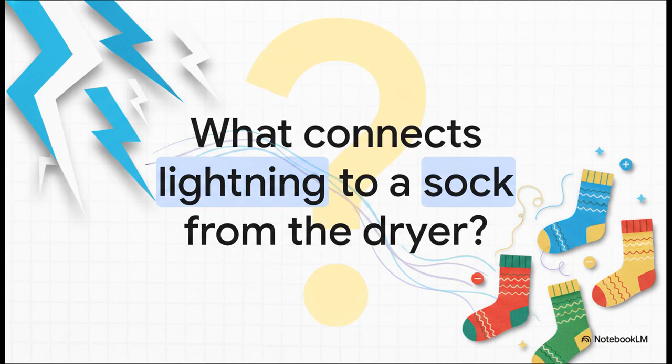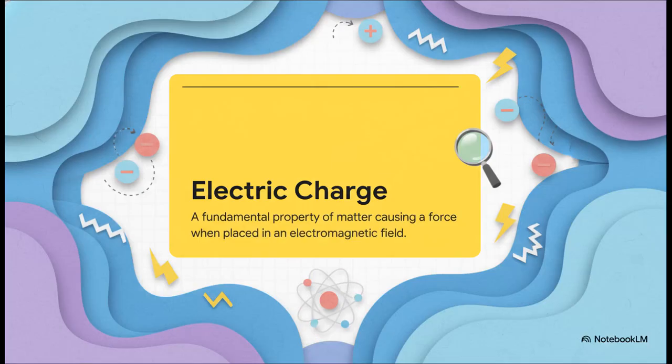What could possibly connect the incredible raw power of a lightning storm with something as simple as static cling? They seem worlds apart, right? But they're both driven by the exact same invisible force. And that force is electric charge. It's a property that's just as fundamental to an object as its mass. You can think of it as this hidden language that the universe uses, dictating how all these tiny particles attract, repel, and interact with each other.